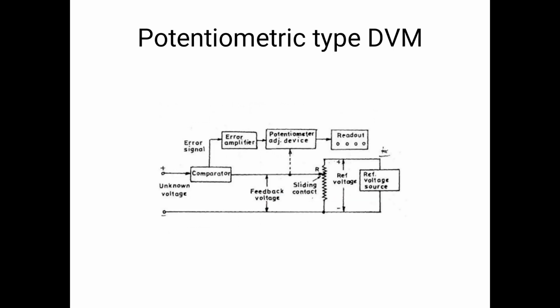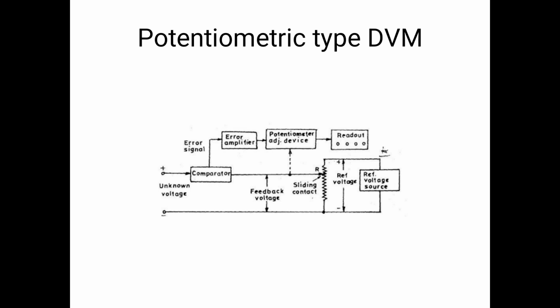Next is the potentiometric type DVM. In the potentiometric type DVM, we have a pot which has a sliding contact that moves to vary the resistance so that we can get the particular voltage. Here the unknown voltage is given to the comparator. The comparator produces an output. It receives a reference voltage from the reference voltage source and compares the unknown voltage with the reference source.